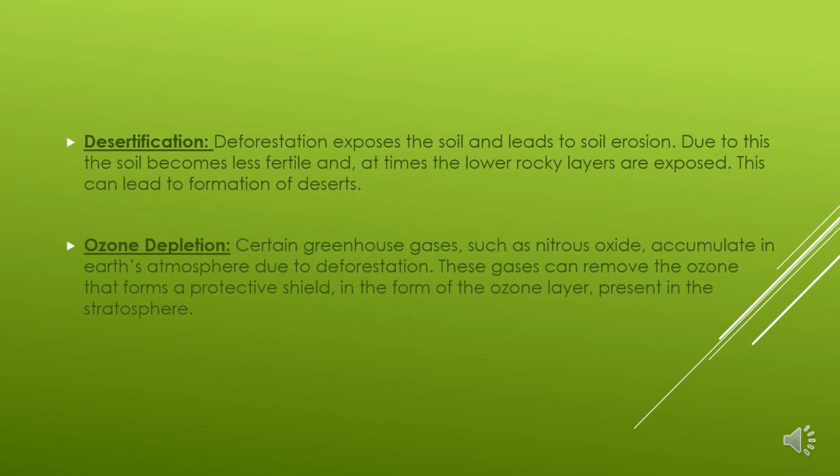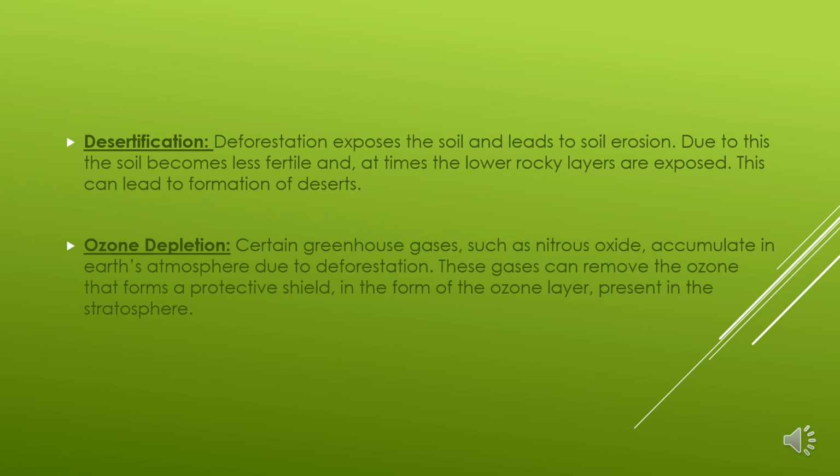Desertification. When desertification takes place, in the long run soil erosion leads to exposing of inside rocky layers to the outside. Because of that, the soil loses fertility and soil humus, nothing will be available. Because of that, desertification takes place. So deforestation exposes the soil and leads to soil erosion. Due to this, the soil will become less fertile, and sometimes the lower rocky layers are exposed. This can lead to the formation of deserts.